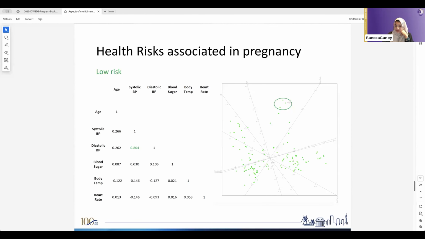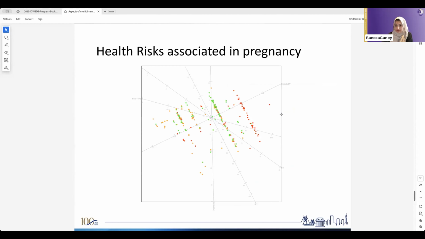And I've highlighted here with the green circle that these are women that are very old, that are pregnant, and they've been put into a low risk category. So there could be some anomaly in this data, probably a mistake or a typo in capturing the data. So it's giving me this insight into the data by visualizing it in one setting, and that's the beauty of having a biplot.